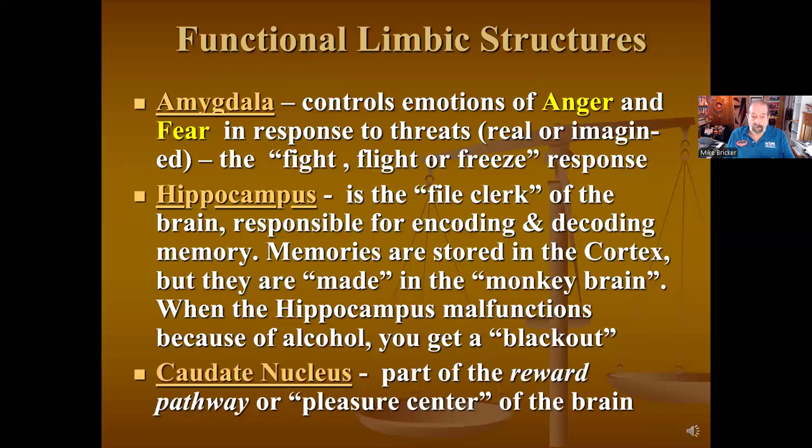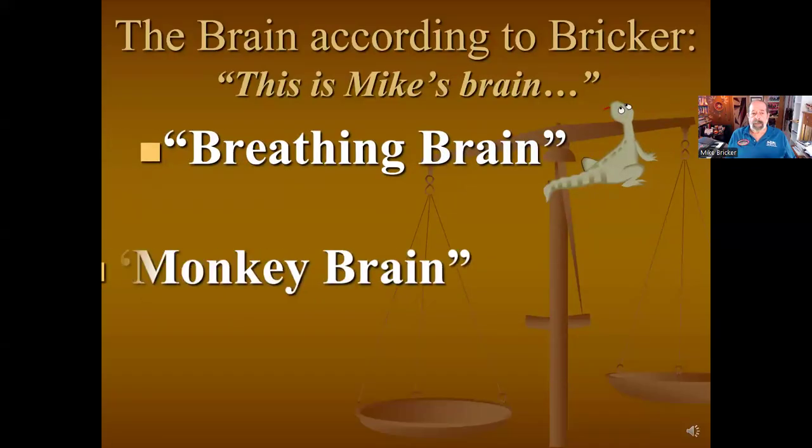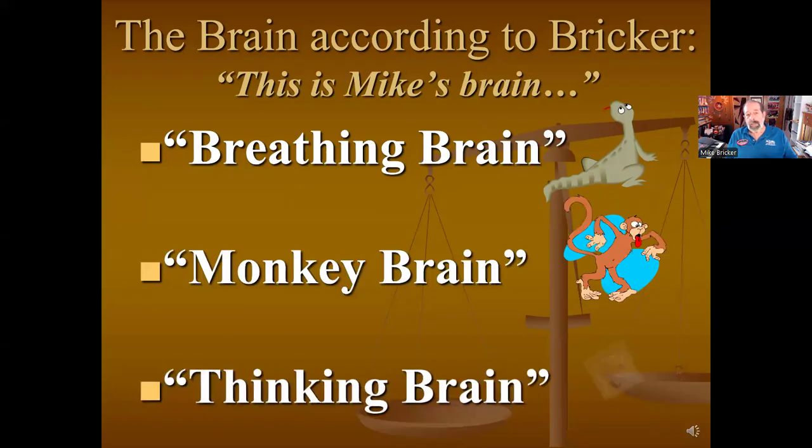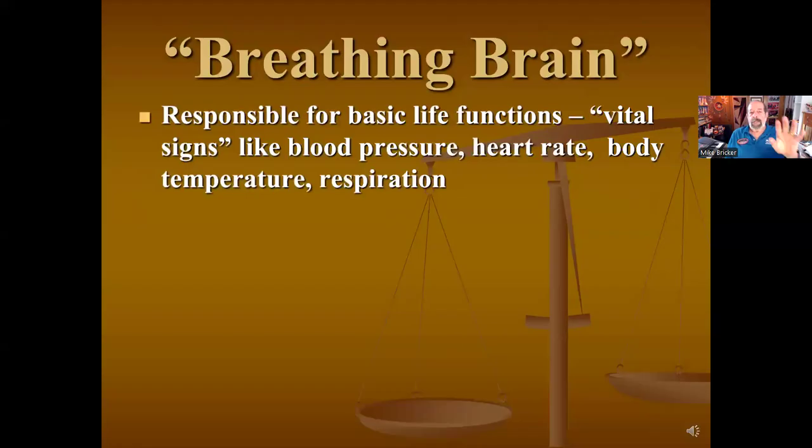Then there's the reward pathway or the pleasure center of the brain. So this is Mike's brain. It's kind of a scary place, but I've learned to live there okay. The 3 parts of the brain: the breathing brain, the monkey brain, and the thinking brain. So the breathing brain, the main thing to know is it's responsible for our basic life functions, vital signs like blood pressure, heart rate, body temperature, how fast your lunch is moving through your digestive system. All of those things that we think of as being beyond our conscious control are basically controlled by this part of the brain. Like I said, it's like the operating system on your cell phone.